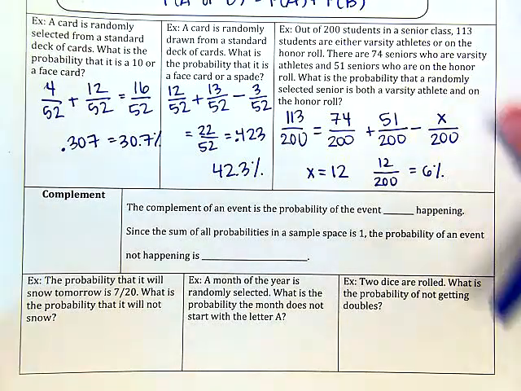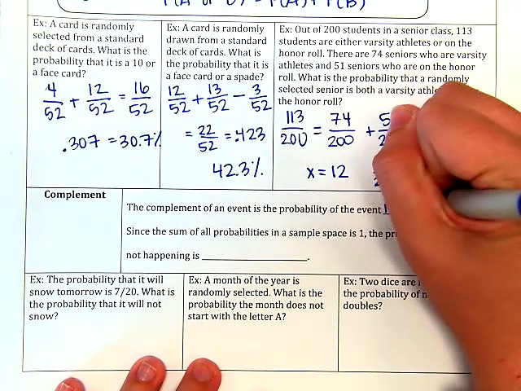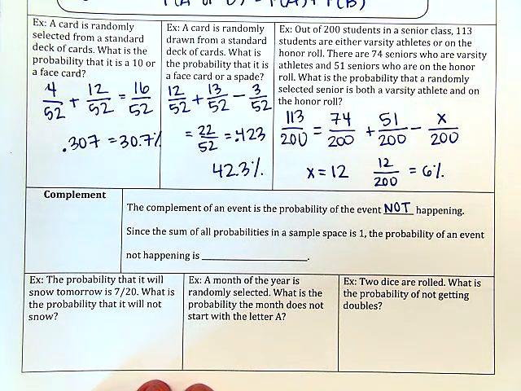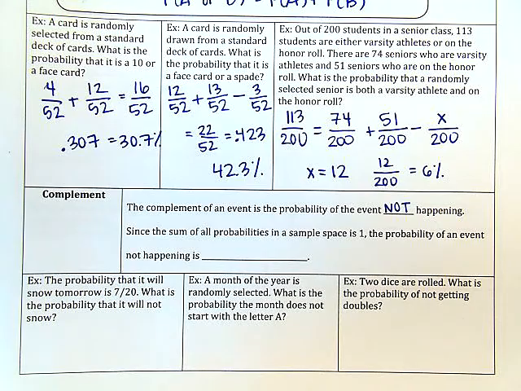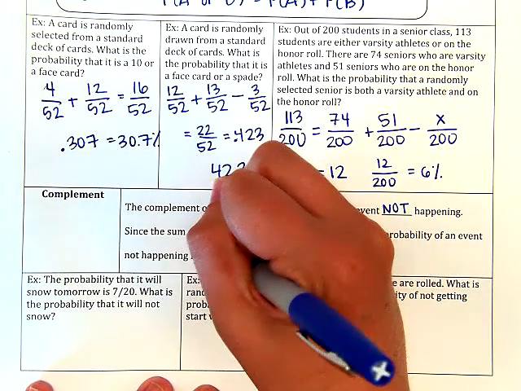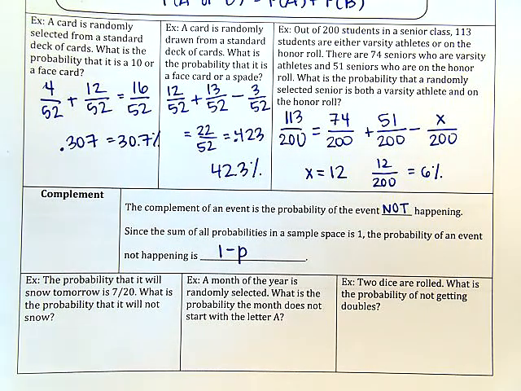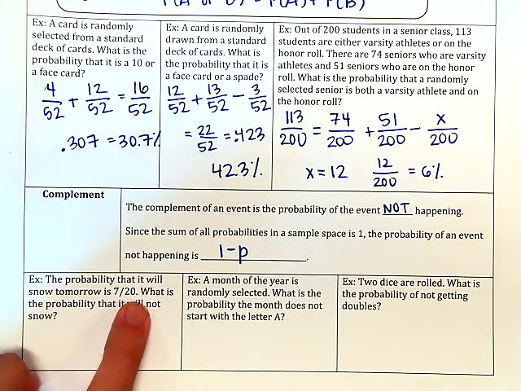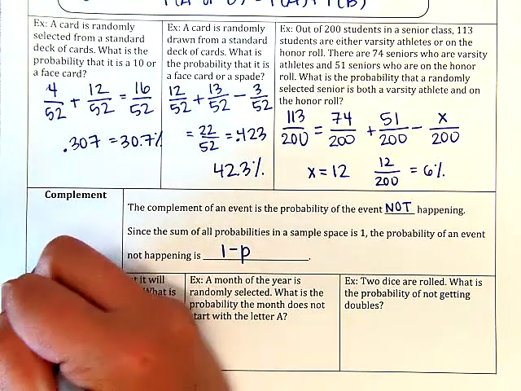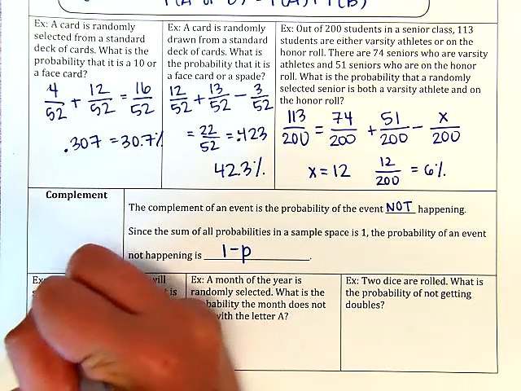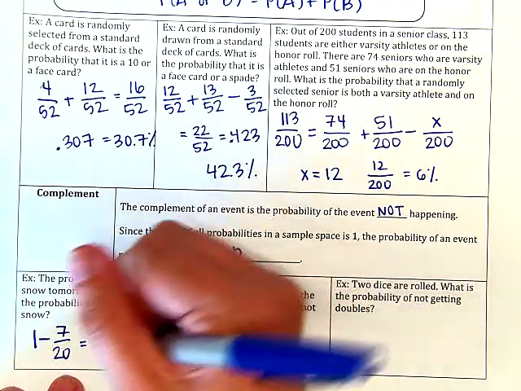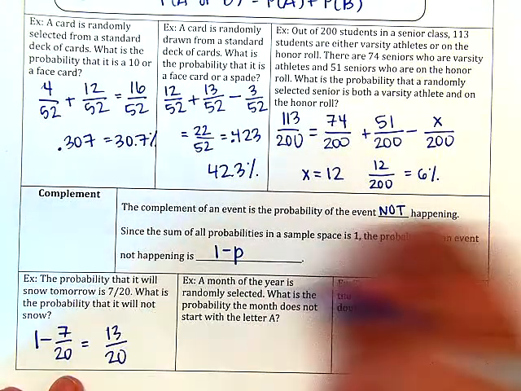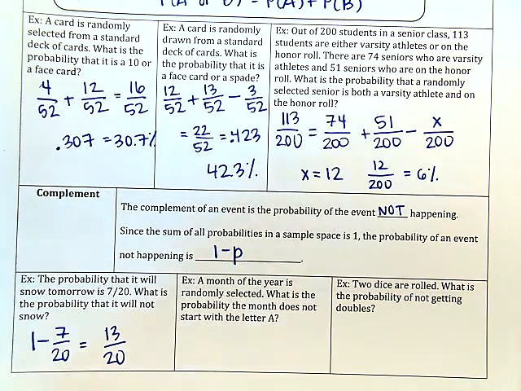Okay, complement. A complement event is an event that is not happening. Since the sum of all probabilities is 1, the probability of something not happening would be 1 minus the probability that it does happen. So, the probability that it will snow tomorrow is 7/20. What is the probability it will not snow? You just do 1 minus 7/20. Basically, how many 20ths are left over? 13 of them. Again, you can turn that into a percentage if you want.